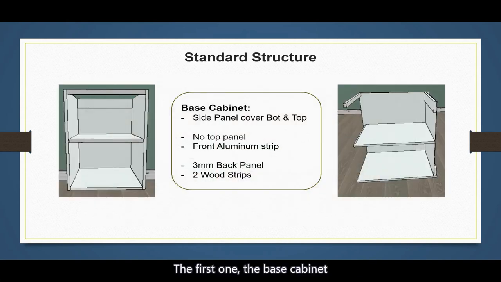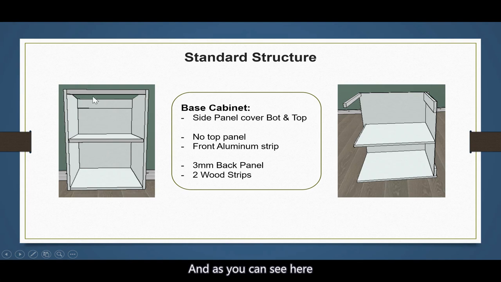Okay, the first one, the base cabinets. This is the front view of the base cabinet, with the door removed and the system holes and hinge holes hidden. As you can see, we start from the structure of the side panels and their relations with the bottom panels and the top parts. We have these side panels covering the bottom and top, and this is a standard structure for the base cabinets.